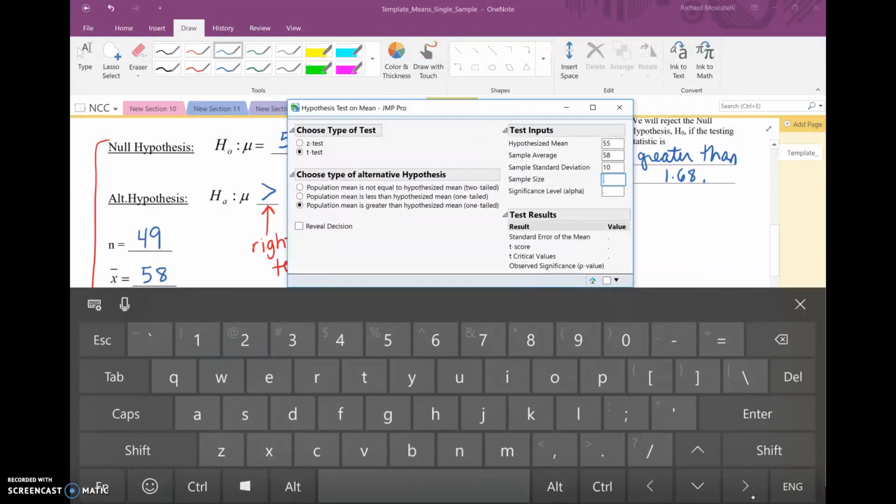The sample size was 49, and the significance level, alpha, 0.05. All right, so the second I click somewhere else or hit enter, you're going to see the test results. It's going to populate all that with information, so I'm just going to hit enter, and there it is.